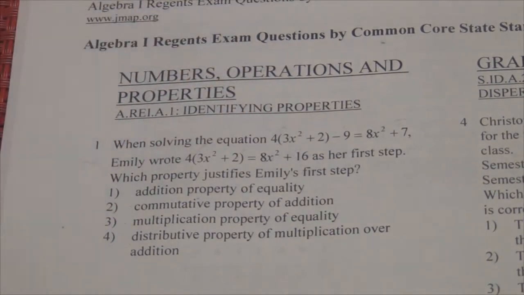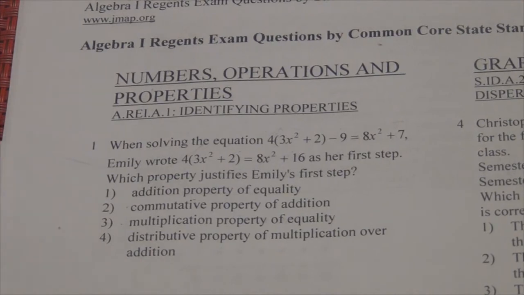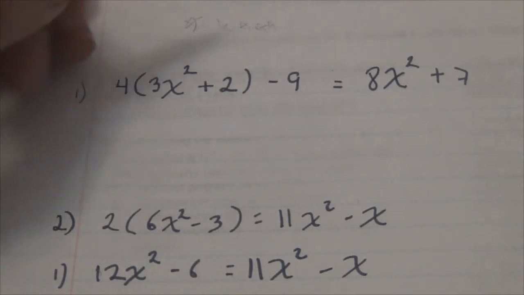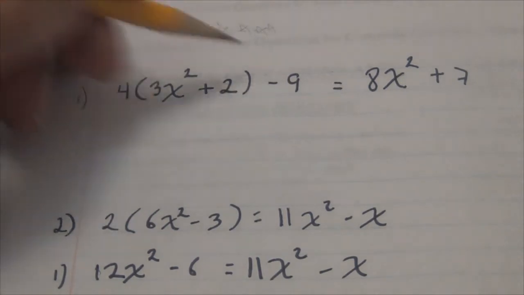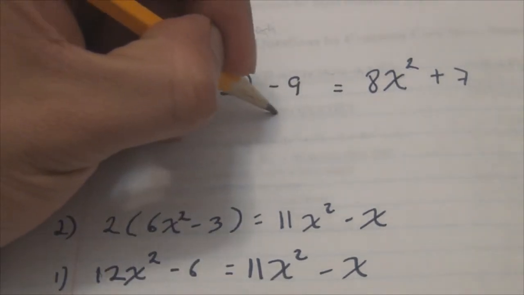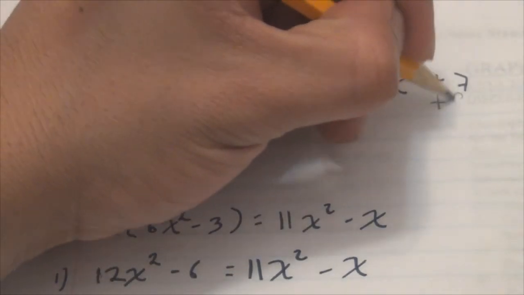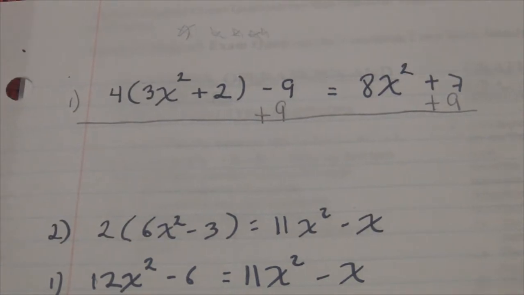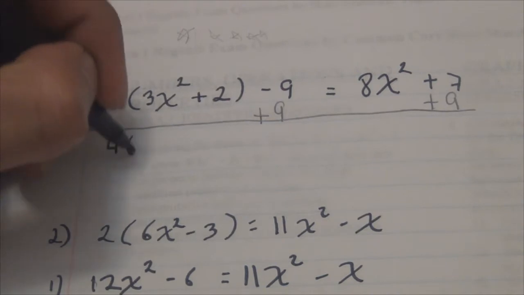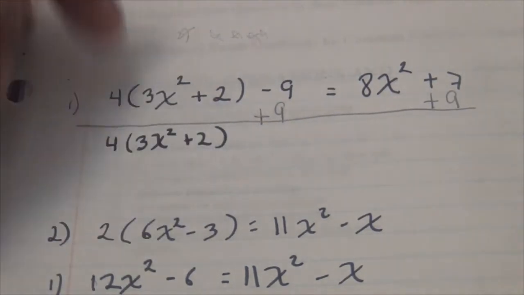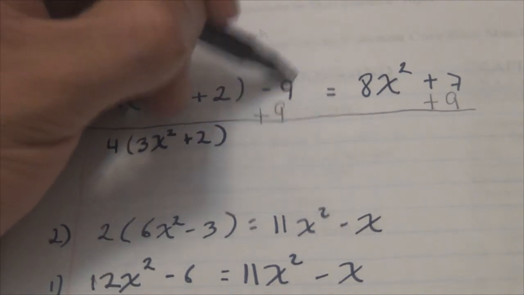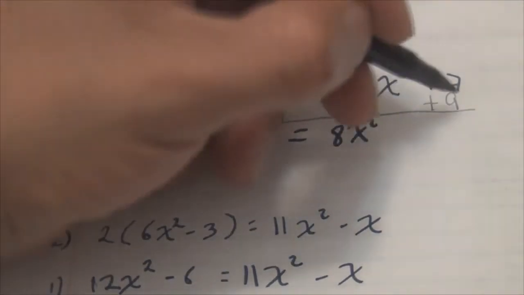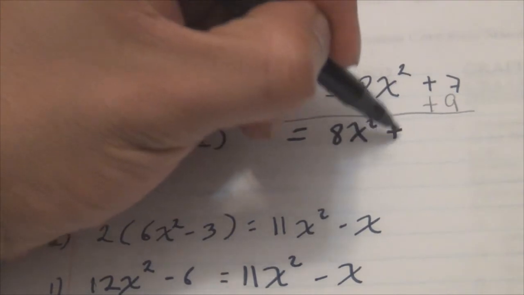I'm going to show you something. So I wrote it over here. Nothing happened here from the one step to the other. But what happens if I add 9 to both sides? We get 4 times (3x squared plus 2), nothing happened, and this negative 9 will disappear. We have the equal sign, the 8x squared, and then 7 plus 9 is 16, so we have plus 16.